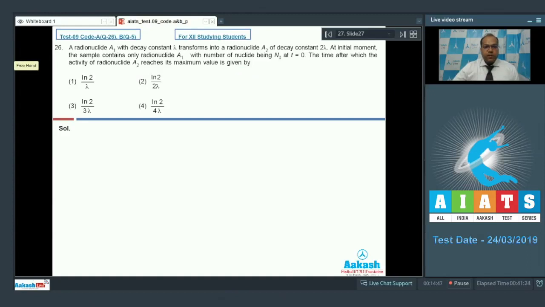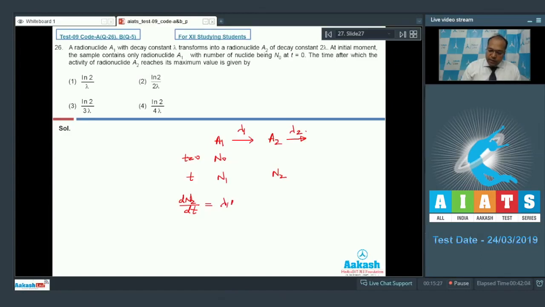So, in order to understand this problem, let this be radionuclide A1, decaying with decay constant lambda 1. It is radionuclide A2, decaying with decay constant lambda 2. At t equal to 0, the number of radioactive nuclei of A1 is N0, and at any time t, let the number of nuclei be N1 and N2. Then we know the standard relation that dN2 by dt can be written as lambda 1 into N1 minus lambda 2 into N2.